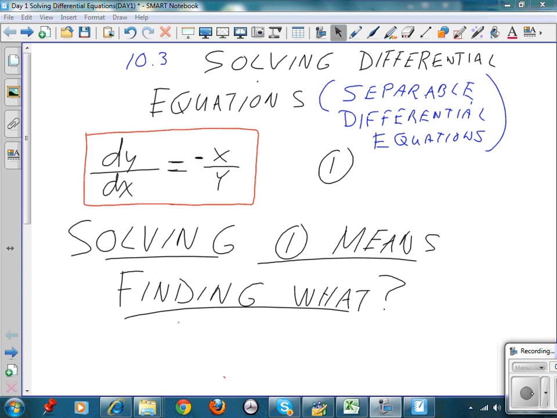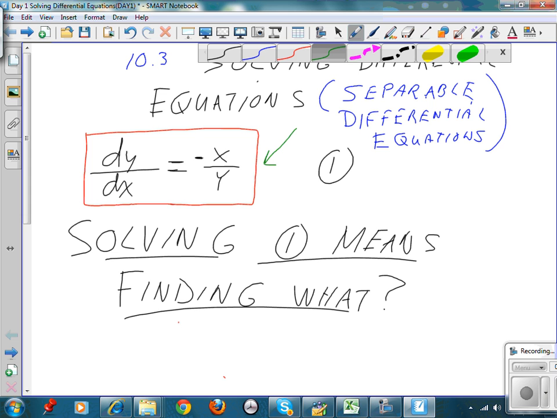Welcome back to our study of differential equations. And remember, when we solve a differential equation, or first of all, we use a differential equation to model some real-life system, for instance, population growth or projectile motion. And then we model changes, as in this equation here.